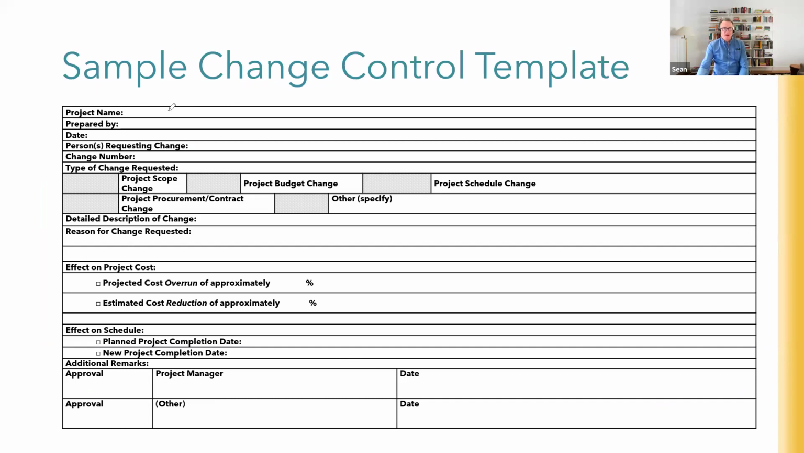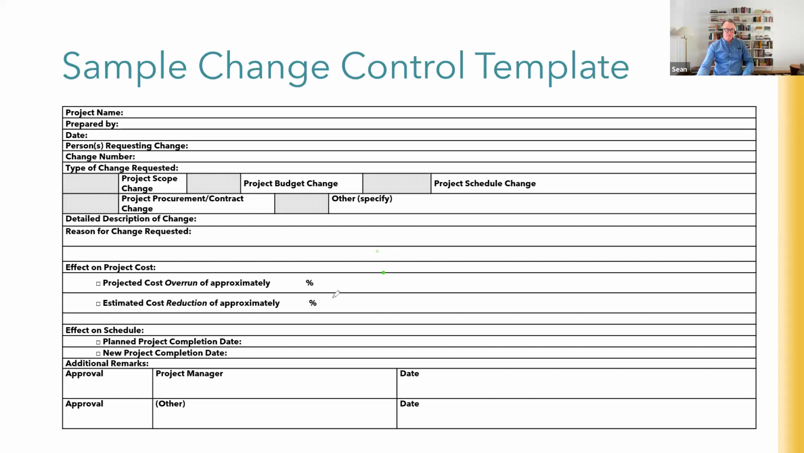So obviously we've got our identifying information up here, the name of the project, who it was prepared by, date, who's requesting the change, and also the change number. That's back to that change register, change number 24, 25, 26, etc. What's the type of change? Is it to do with the scope, procurement, budget, schedule? What else? A detailed description of the change, the reason for the change, what's the effect on cost and time, or could be effect on risk or anything else, and clearly describe it.